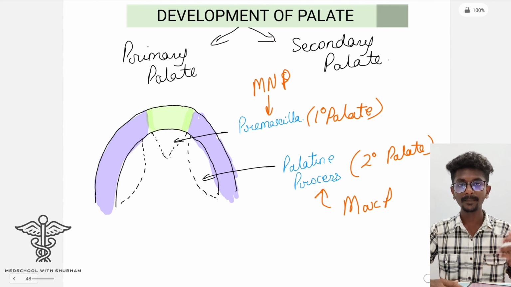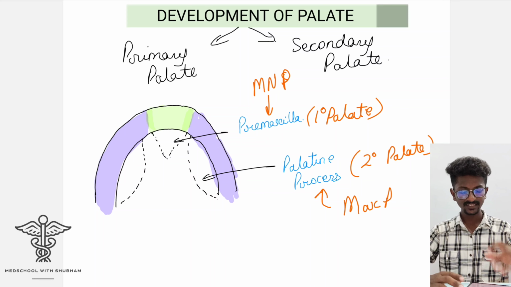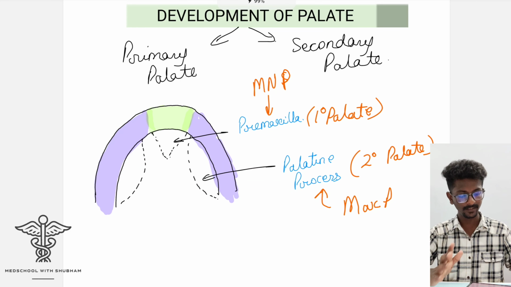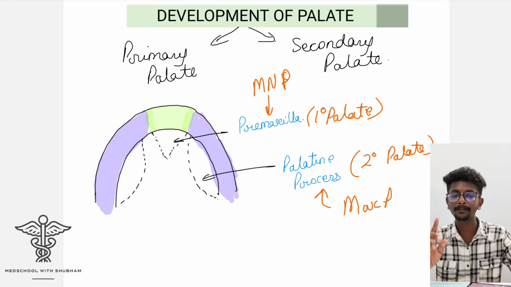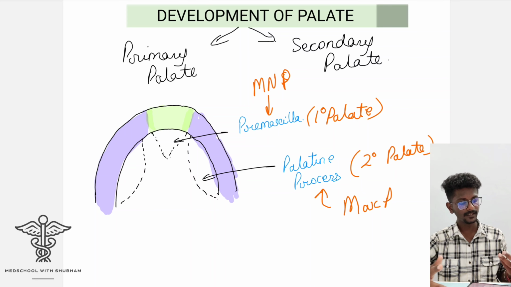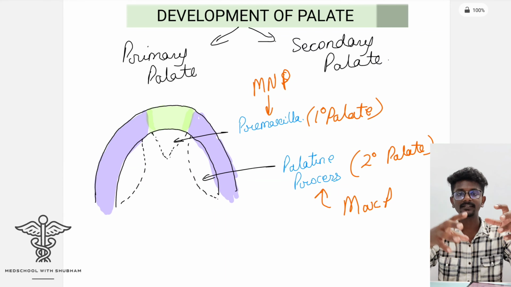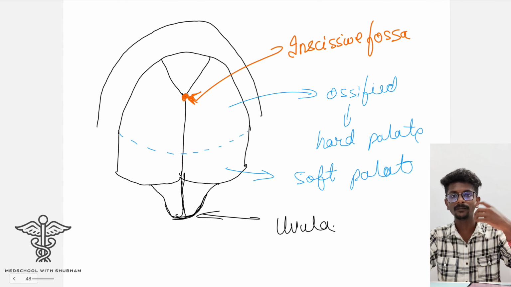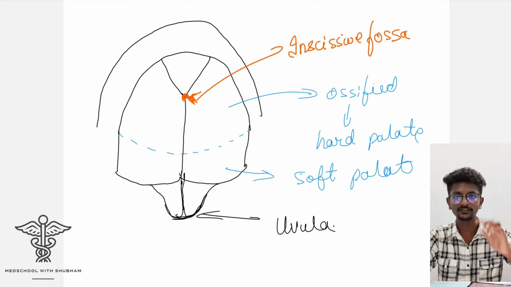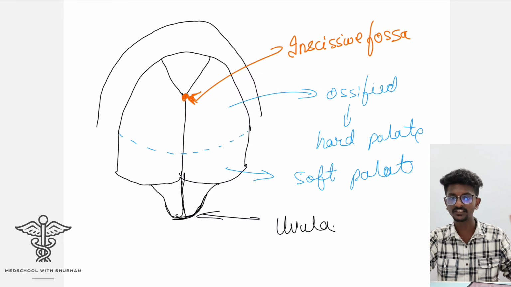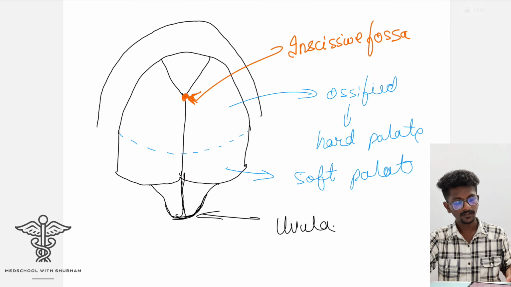This was all about the development of the palate. You just have to know two types of palate: primary palate, secondary palate. Primary palate is the premaxilla, secondary palate is the palatine process. Premaxilla arises from the medial nasal process and the palatine process arises from the maxillary process. All these three things will now fuse together and now they will form the entire palate. In this entire palate, the anterior two-third will get ossified and this is called as the hard palate. The posterior one-third will not get ossified, it is called as soft palate, and the posterior most part will be called as the uvula.